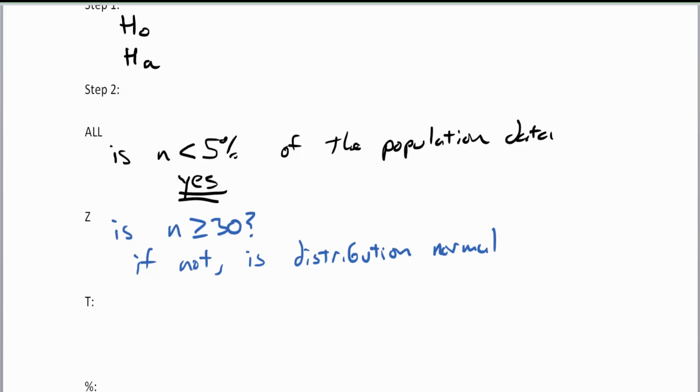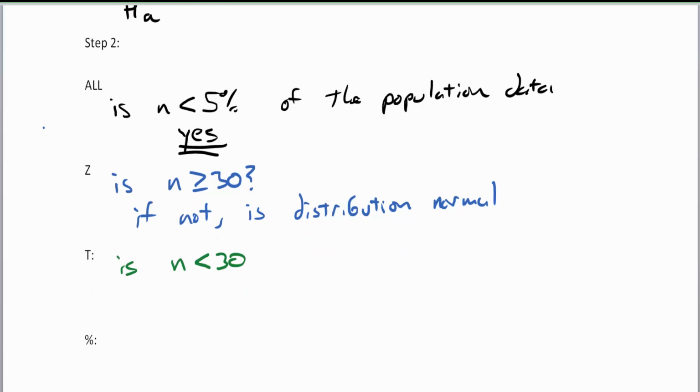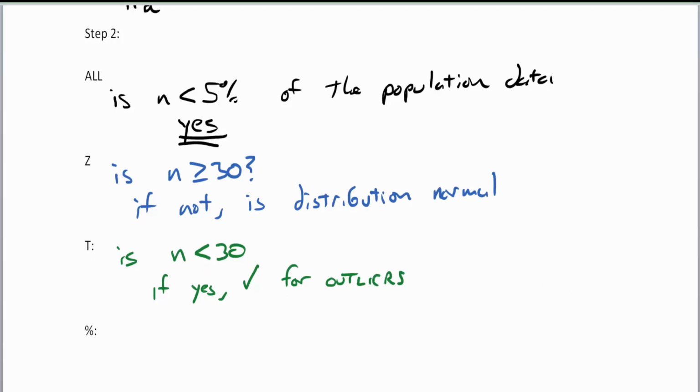Now the t-test is going to ask, is n less than 30? And there you would say yes. Obviously, if n was greater than 30, you would say no, because your t examples are going to be small. Now, in this case, if yes, check for outliers, because we can't assume normality if outliers exist. And I will show you in those t example problems that there will be no outliers, so we can continue on with the problem.